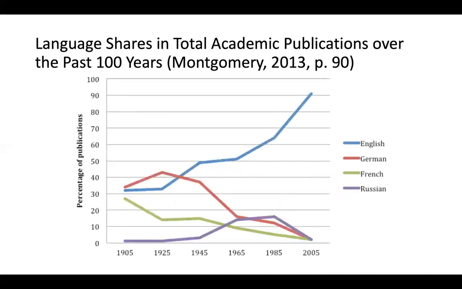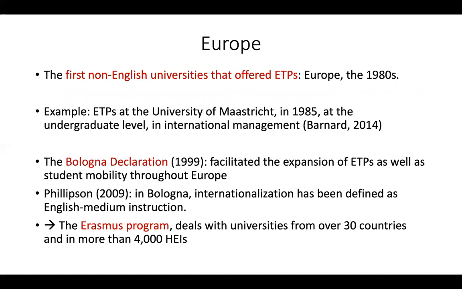This figure shows the total language shares in academic publications over the past 100 years. As you can see, English started to be the dominant language even before the start of globalization. The first non-English universities that started to offer ETPs, full degree English taught programs, were in Europe in the 1980s. For example, one of the first was the University of Maastricht in 1985, and the ETP was at the undergraduate level in international management.